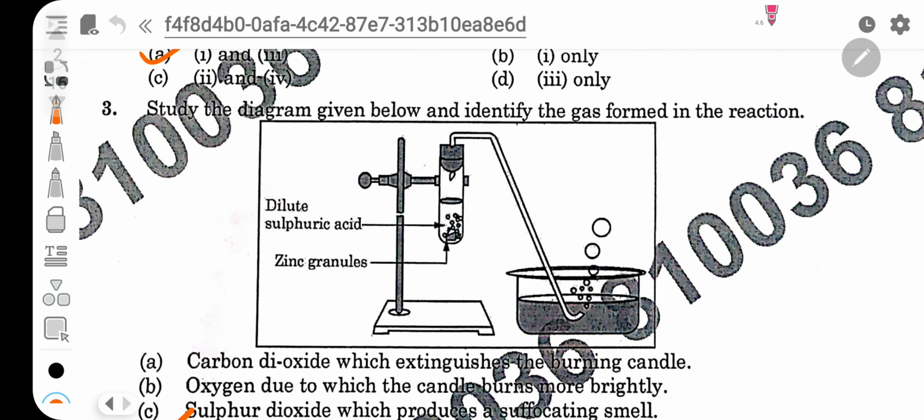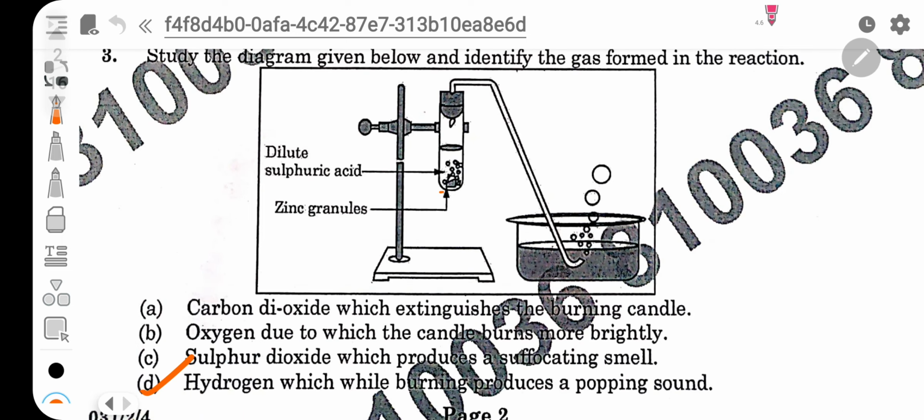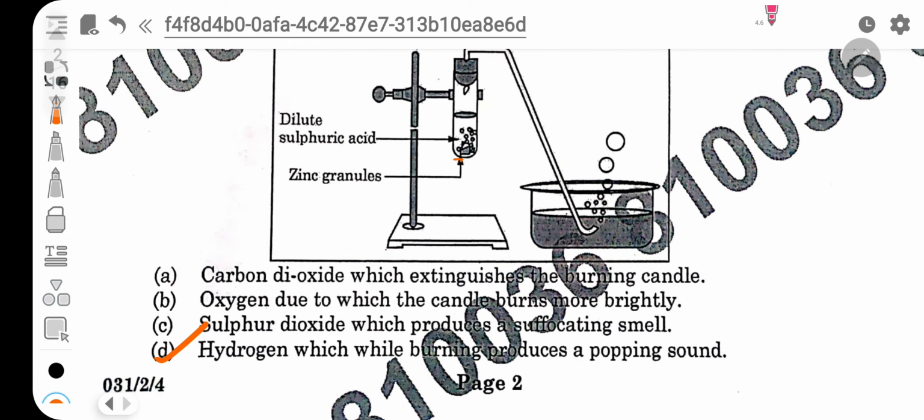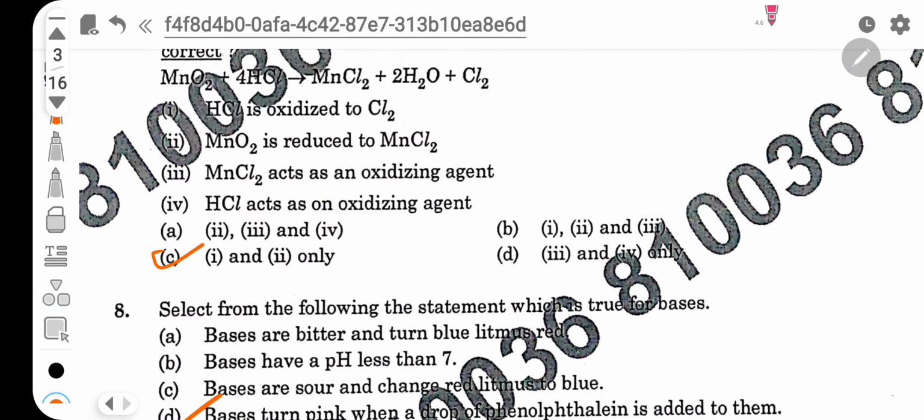Question number 3 states: study the diagram given below and identify the gas formed in the reaction. There is a zinc granule here, and it is reacted with H2SO4. So it will form ZnSO4 plus H2. So hydrogen is released. The answer will be hydrogen, which while burning produces a popping sound.